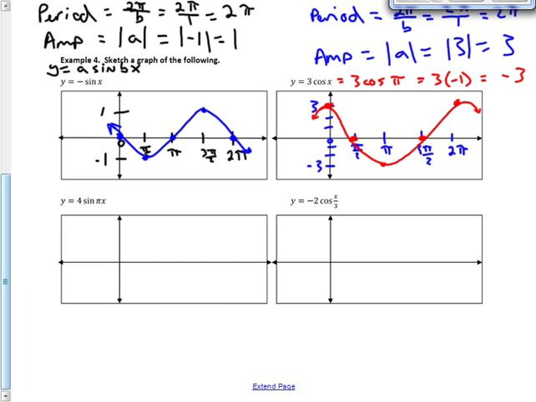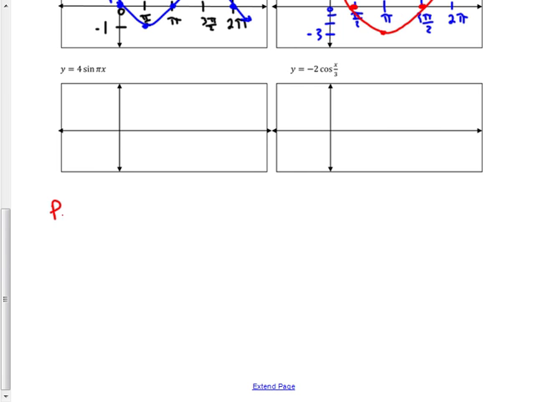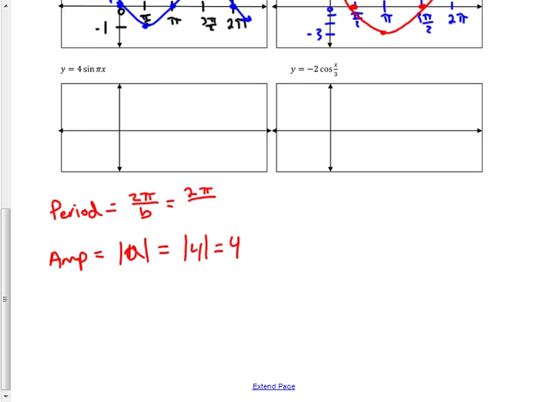In the next example here, the things again that we want, the period, still the same way to figure it out. The amplitude, still the same way to figure it out. So in this case, I've got absolute value of a, so that's the absolute value of the number in front, which is a 4. Now we got 2 pi divided by the b. Well, this time the b, the number in front of the x, is a pi. And so the pi's are going to cancel out. And my period is 2. So I've got an amplitude of 4. 1, 2, 3, 4. Goes down to -4 and up to 4. I've got a period of 2.